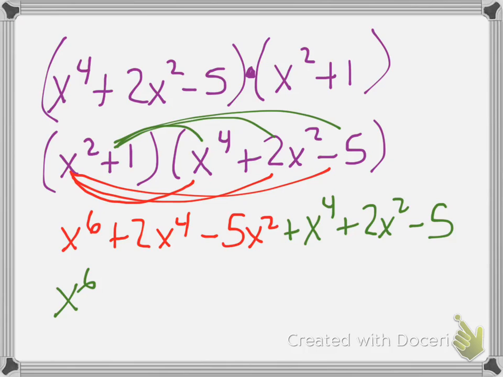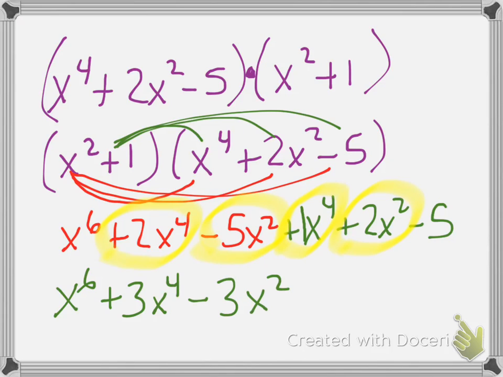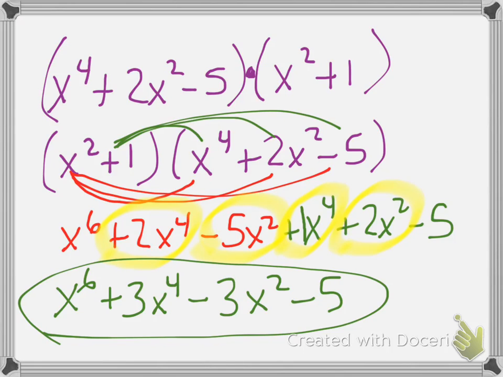So I have x to the 6th. I have 2x to the 4th and x to the 4th, so that makes 3x to the 4th. The reason why it's 3 is, remember, there's an understood 1 right there. And then I have 5x squared and 2x squared, but it's a negative 5x squared, so it makes negative 3x squared and minus 5. And there's my final answer.